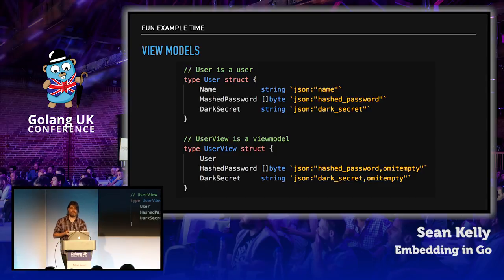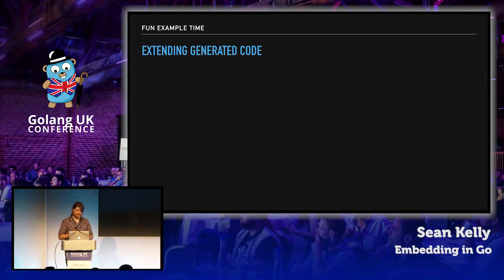So you have to redefine the field, and you have to give it a very special set of tags, which is the field name, and you have to make sure that you omitempty. Otherwise, it's going to end up in the marshaled data, and people are going to see your passwords and your dark secrets, and you don't want anybody to see either of those.